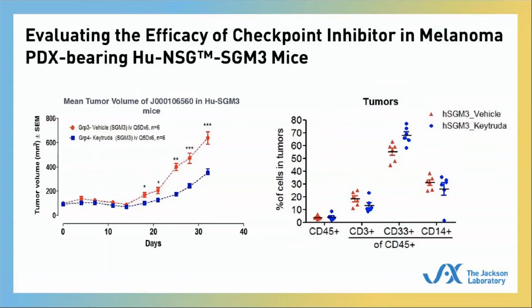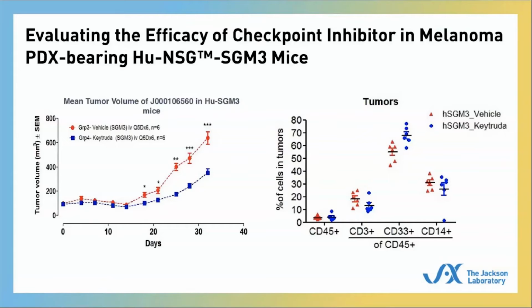Just some data also around the NSG STM3 mice. We have a melanoma PDX in this case. So again, when we treat those melanoma-bearing mice, now this is the patient-derived xenograft model, with Keytruda, we see again a nice tumor growth inhibition. The beauty of those mice is that they permit you to do mechanistic studies to elucidate the underlying mechanism.